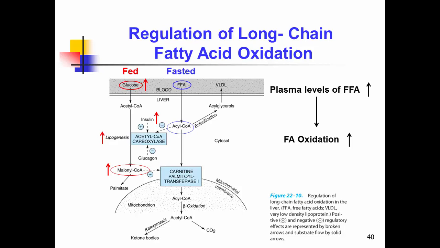So under the fed condition, we utilize glucose because glucose is available from the diet, so we don't need to break down fat triglyceride, don't need to utilize fatty acids. So fatty acid utilization needs to be decreased. So this is under the fed condition, so you see the whole process and the key regulatory point, right? So try again to remember malonyl-CoA is a key substrate that can control fatty acid movement and oxidation, right?